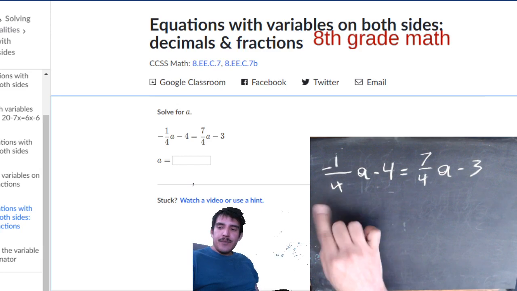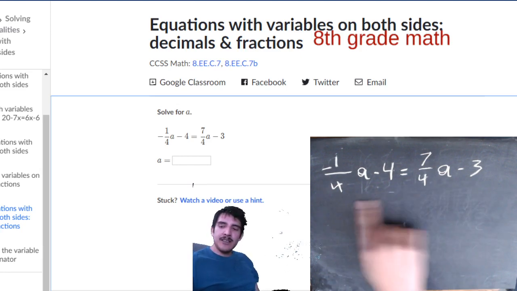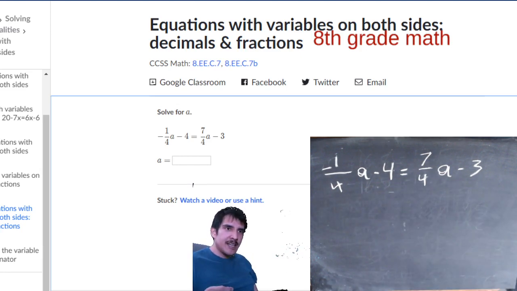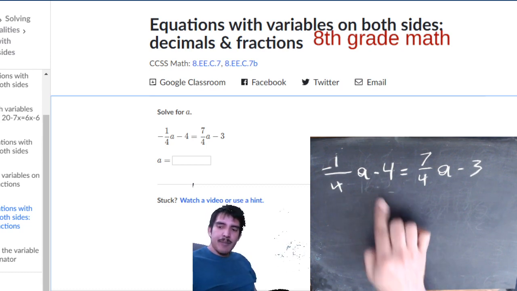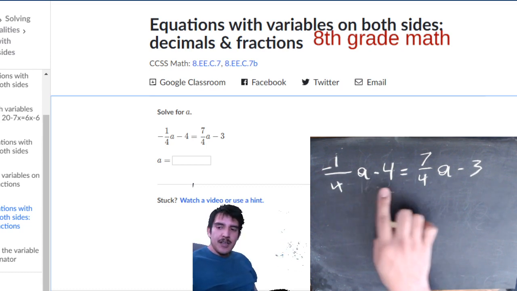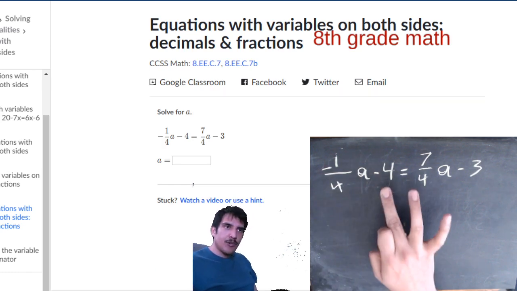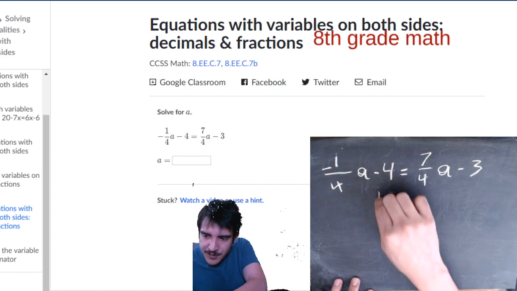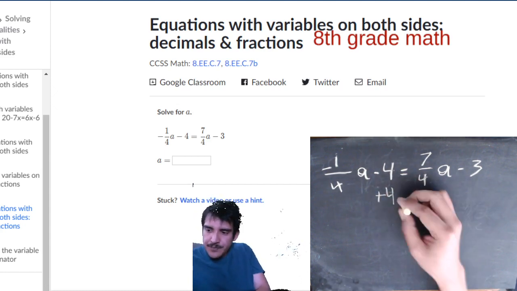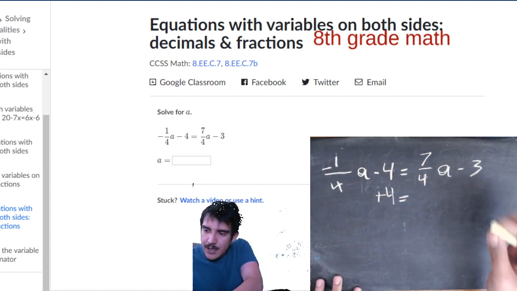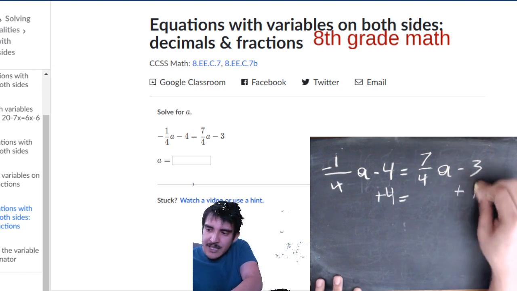Okay. No like terms to combine on this side, no like terms to combine on this side. So let's just go ahead and begin by getting a by itself. How do we get rid of this number right next to it, this minus 4? Think, what's the opposite of minus 4? Plus 4. And then plus 4 on both sides, obviously.